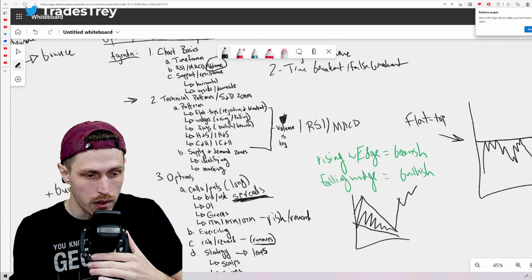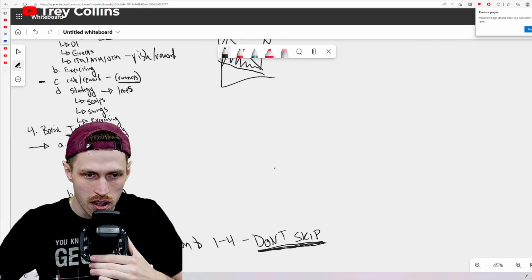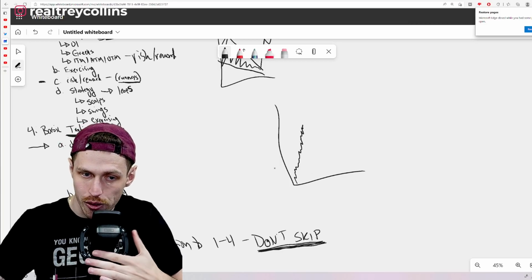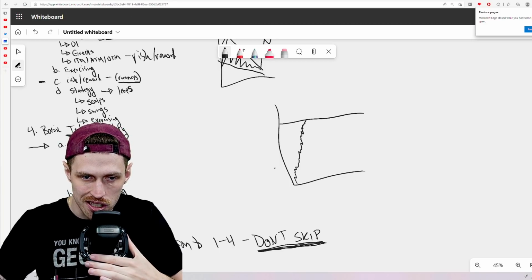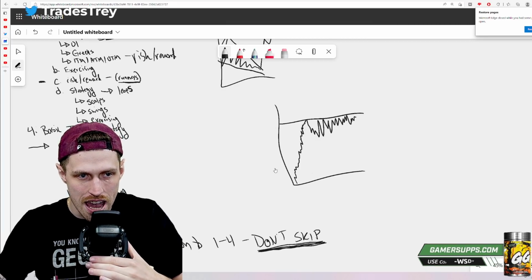Next, we're going to go into flags. Now, a flag is very simple because it looks like exactly what it is. Typically, it means you have a long string of price action that's moving up. It finds some form of, usually, a flat top, right? Flat top resistance, and it bounces around, bounces around, bounces around, and it forms what appears to be a flag.